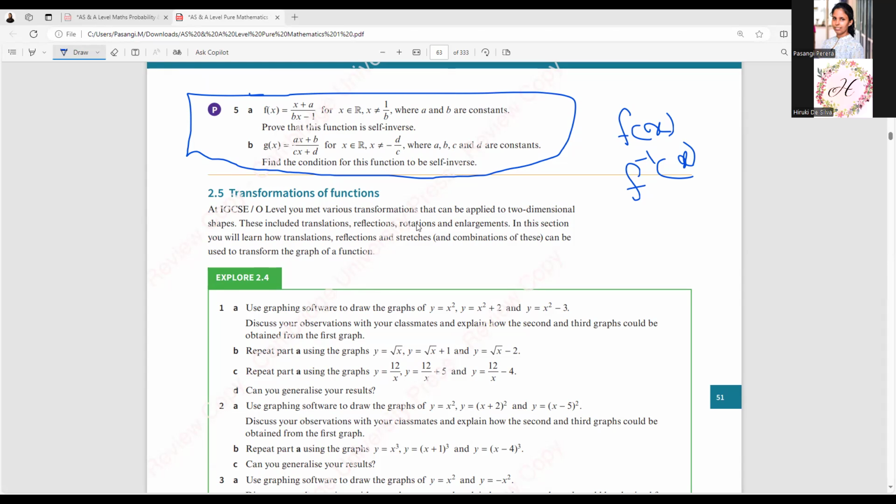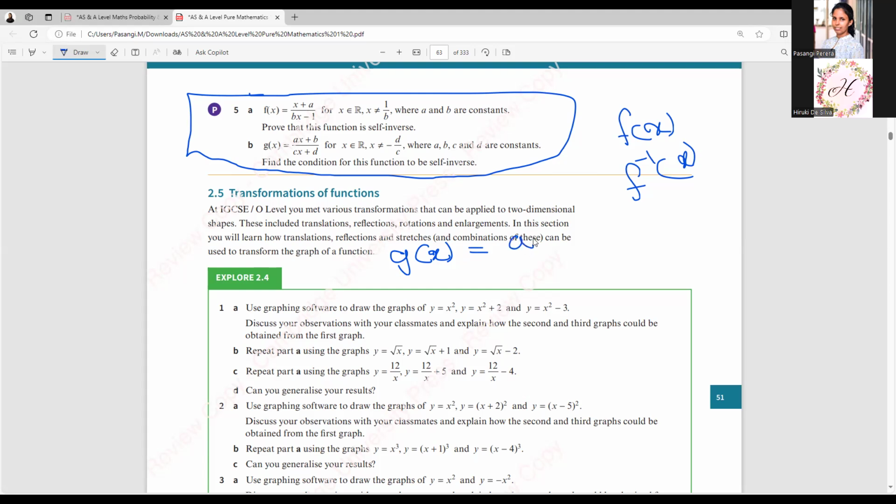Then what we have to do is the same as the previous one. Here they're asking about the condition. Condition means you should have an expression in between a, b, c, and d. All these will have some condition. That's why they are saying like that.